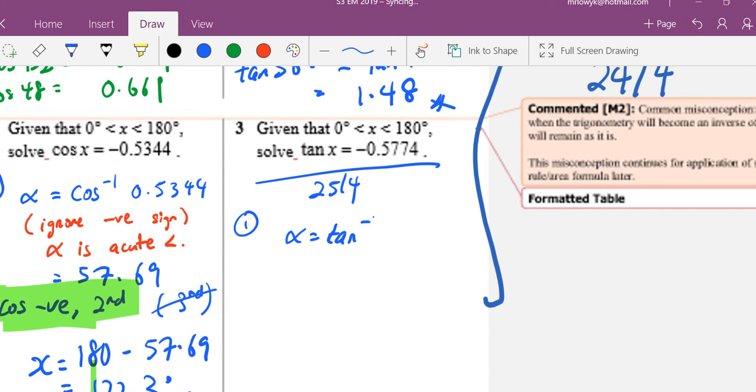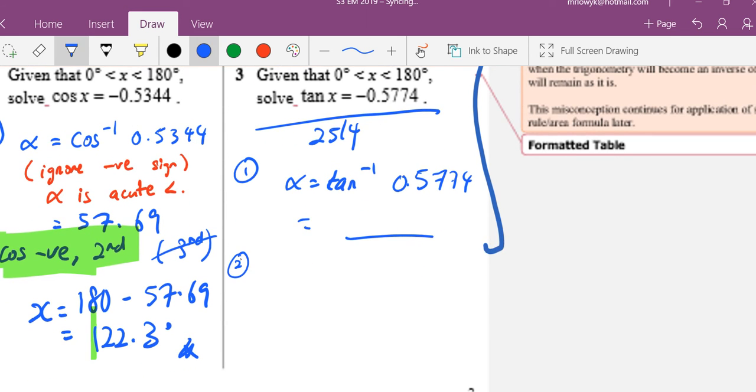Alpha equals tangent inverse 0.5. Nigel, what is the answer? Is it 2 decimal places? Okay. Now next, what do we do?